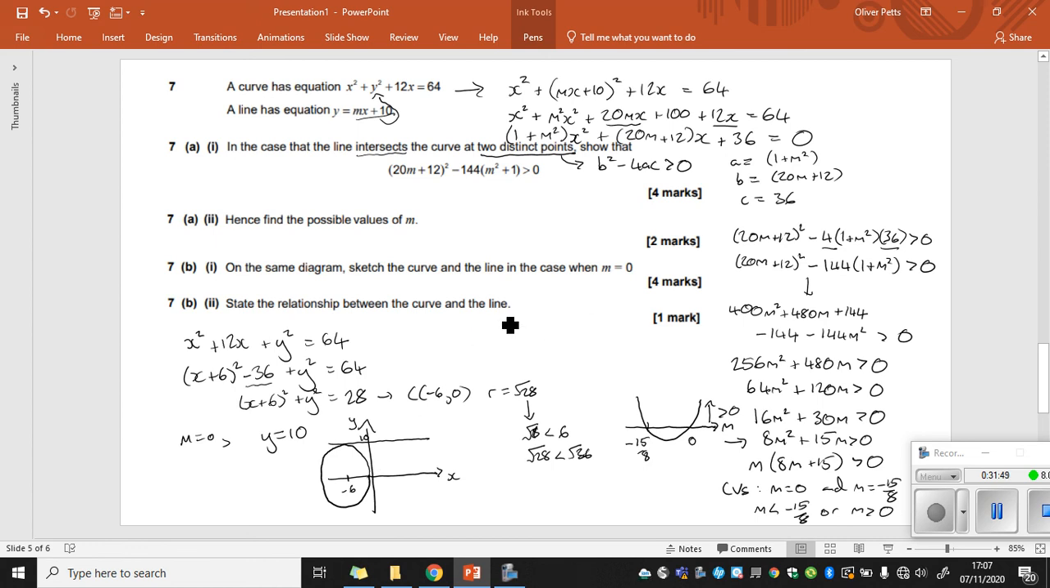And the final question, state the relationship between the curve and the line. We can write down the line is a tangent to the curve.